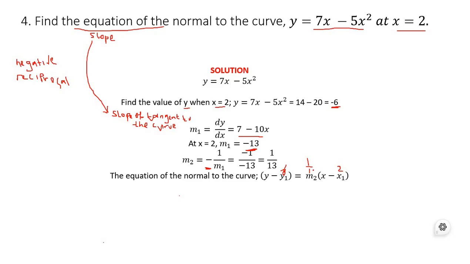All this well substituted, we will now have this equation here, and then we open the brackets and have our final answer when you have collected everything on one side of the equation and equated it to 0. This is our equation of the normal to the curve.